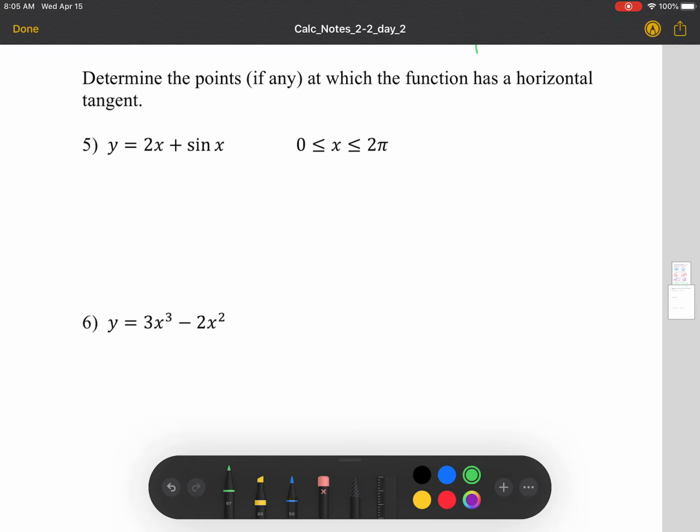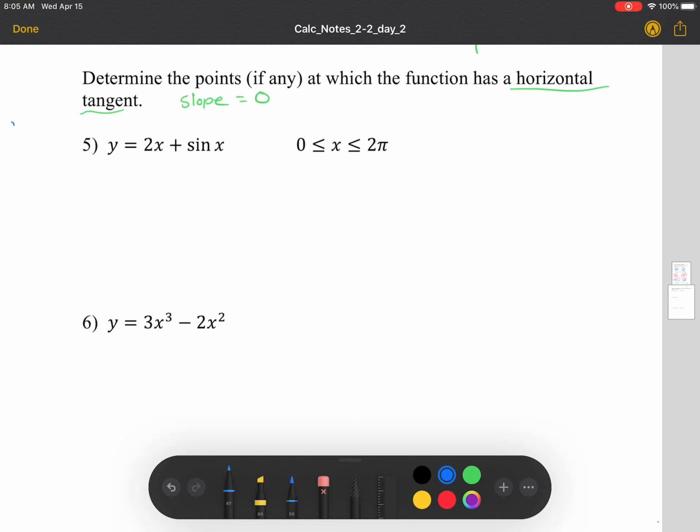Okay, here we go. Now we're going to move on to something a little different, all right? New set of problems. We got 5. It says determine the points, if any, at which the function has a horizontal tangent. Okay, remember, horizontal tangent just means slope is 0. Okay, we're dealing with a slope of 0.